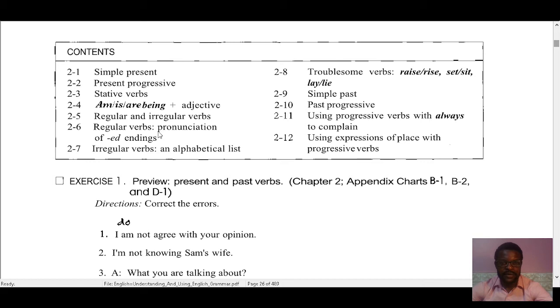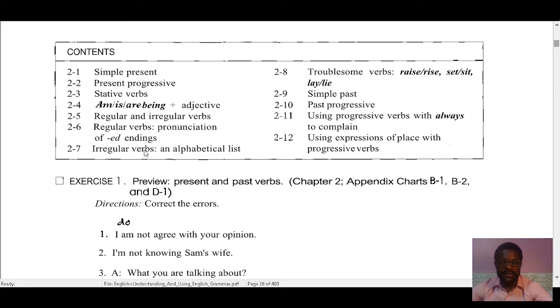Then we've got the regular verbs, pronunciation of the ed. Pronunciation of the ed, we pronounce the ed as if they were t or t. So, he finished his work early yesterday. Finished, because finish is a regular verb. Then we use ed for the simple past. And because I'm talking about yesterday, I have to use it in the simple past, which is he finished his work yesterday. But here we'll be looking at the pronunciation of them.